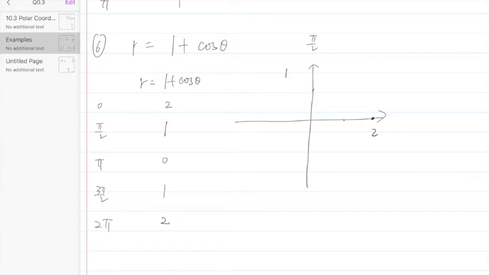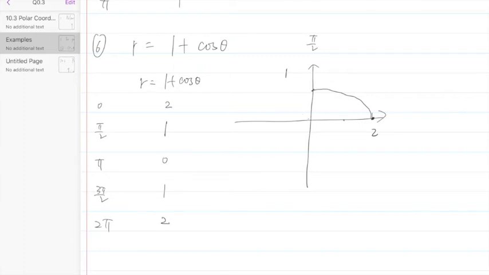Sounds good? When theta is pi over 2, which means when you are at this point, you are at 1. So if this is 2, this is 1. And when you go from here to here, your radius becomes smaller and smaller. So this is basically what you got. I'm really bad at drawing, but I will try my best. That's what we got. Okay.